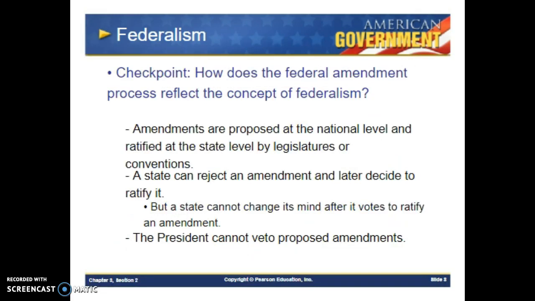Okay, so federalism. How does the federal amendment process reflect the concept of federalism? So again, amendments are proposed at a national level, ratified at a state level by legislators or conventions. A state can reject an amendment and later decide to ratify it. But a state cannot change its mind after it votes to ratify an amendment. The president cannot veto proposed amendments. So what is the answer to our question here? How does the federal amendment process reflect the concept of federalism? It involves both the federal government and the states.